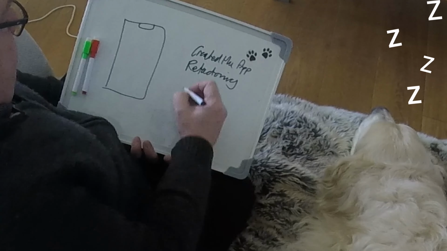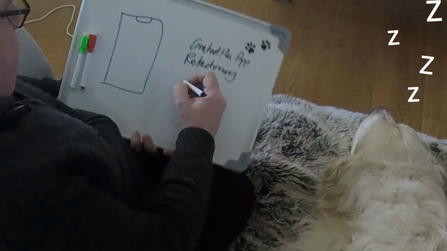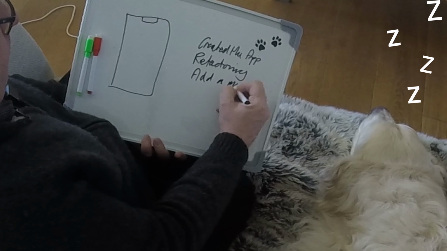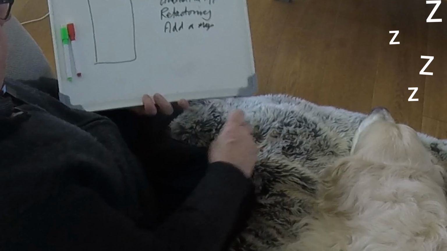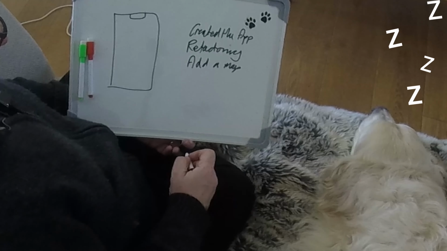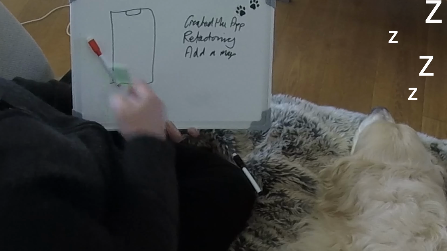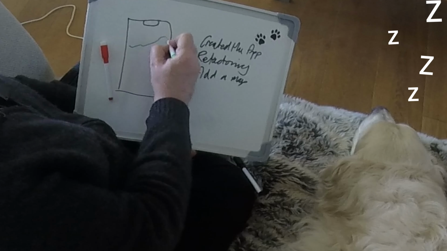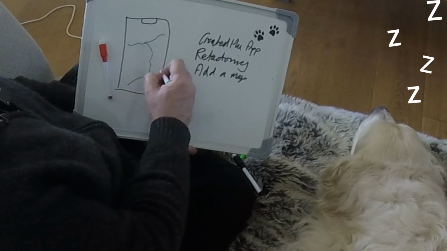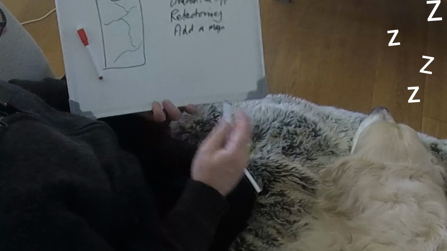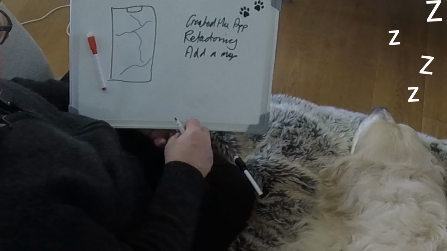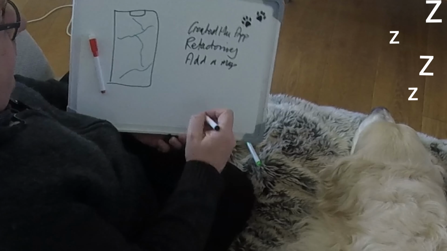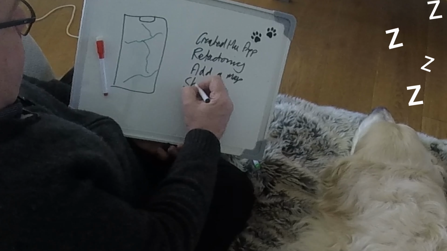So the next step is we need to add a map. So let's just draw some random map here. It's going to look like this. Roads or whatever they happen to be. And the final thing we're going to do today is we're going to show our location.